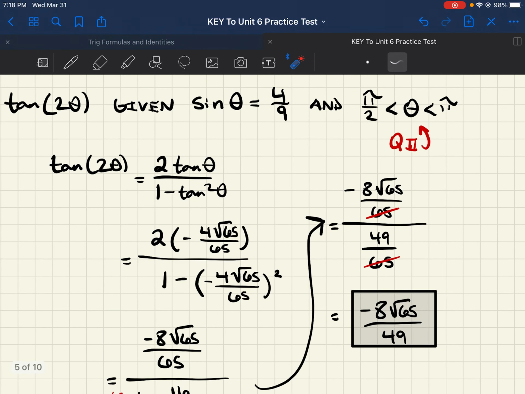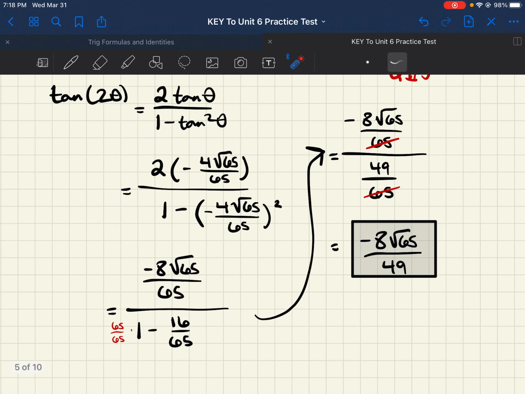And that's what I'm going to plug in to each of these tangent thetas. So we have 2 times negative 4 root 65 over 65 over 1 minus negative 4 root 65 over 65 squared. Don't forget that squared. Going through and simplifying, treat this 2 as a 2 over 1. So 2 times negative 4 root 65, that's negative 8 root 65. Denominator is still just going to be 65.